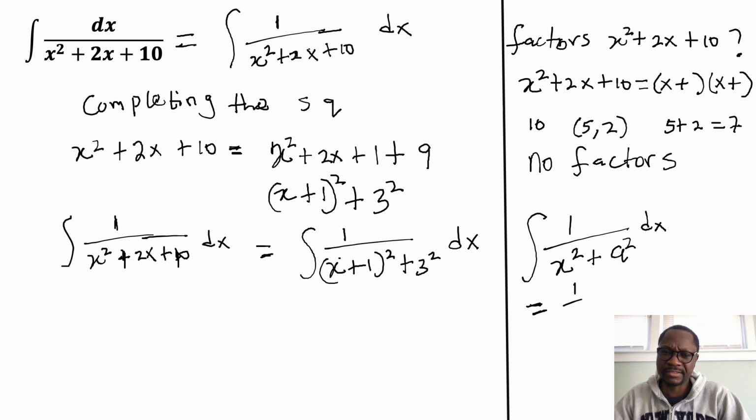when you have an integral like this, this is the same thing as 1 divided by a times tan inverse, or arctan, of x divided by a, plus c. So in this case, this whole term will be the x.